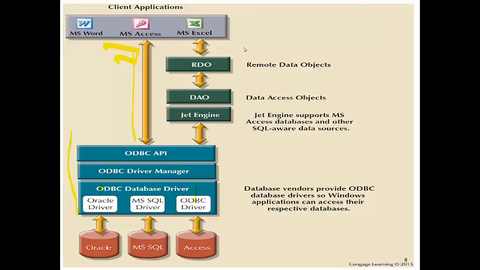Then a parallel track is the remote data objects, and then they are built on top of data access objects. But then there's the Jet engine that takes these things and turns them into SQL, which is needed for MS Access.